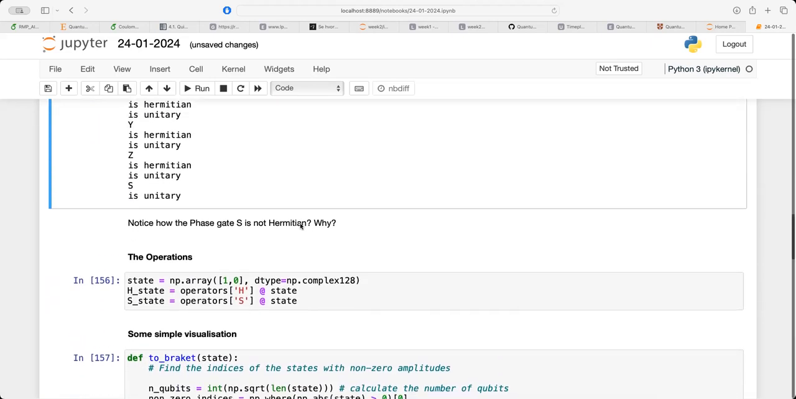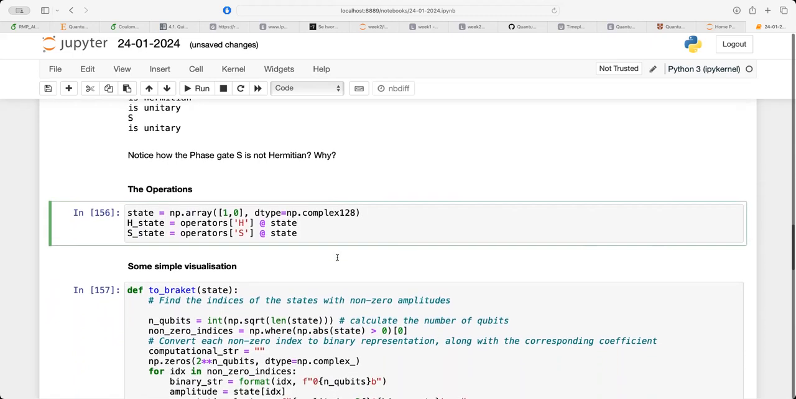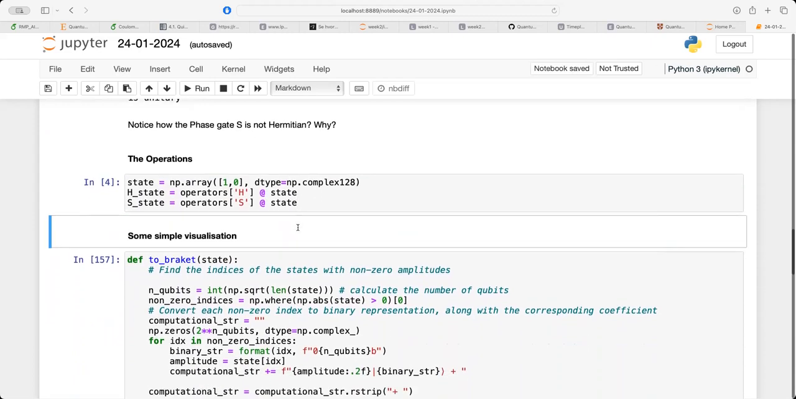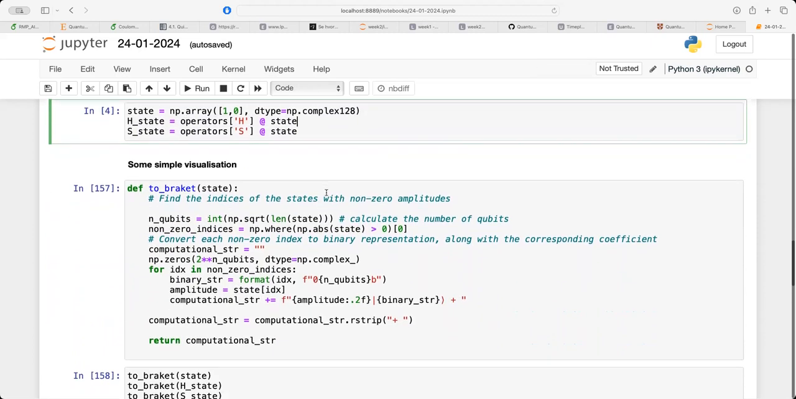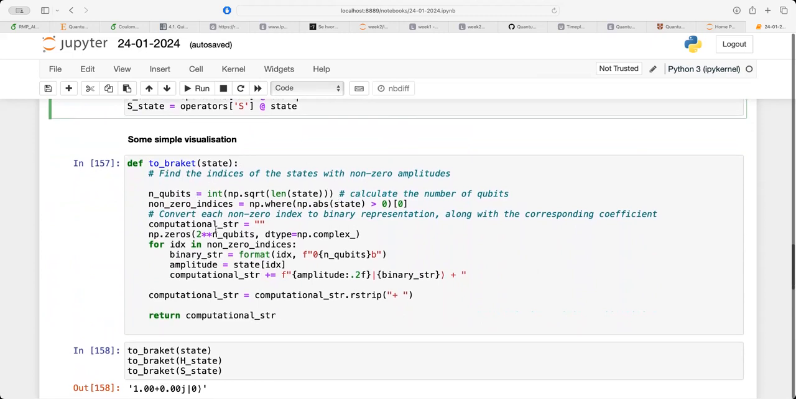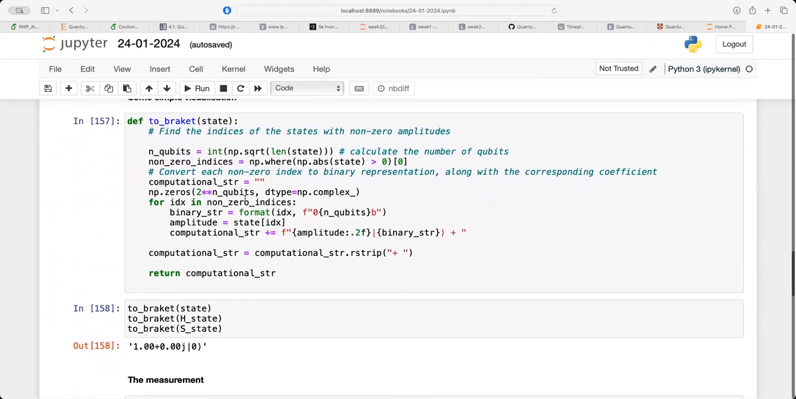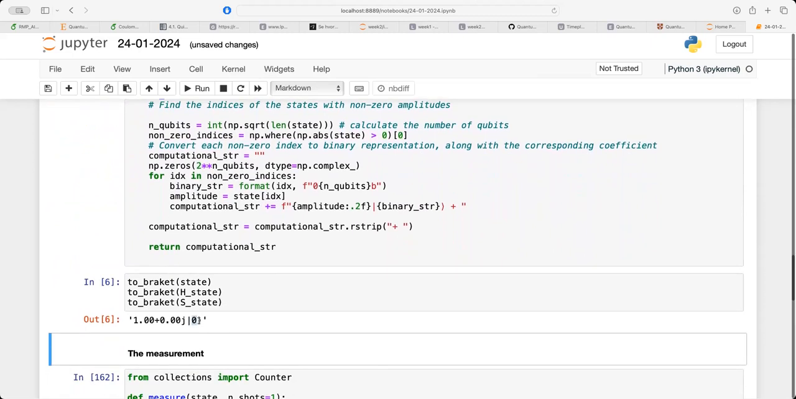Right, and then I think the next exercise is to apply the Hadamard gate on a qubit. So we can just do that. And here I just wrote a function to sort of visualize it, so it looks like how you write in bracket notation.